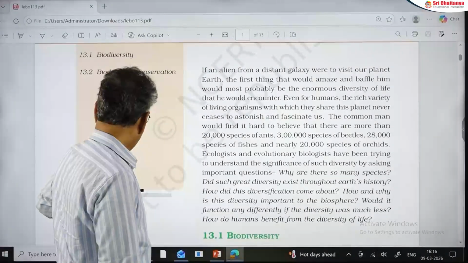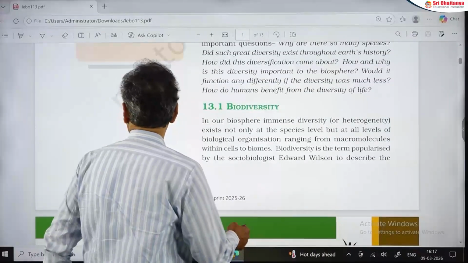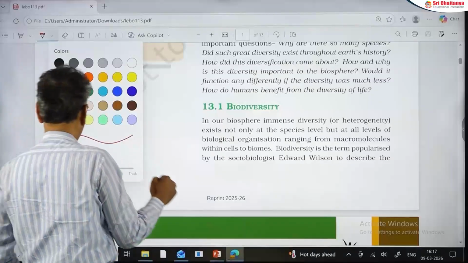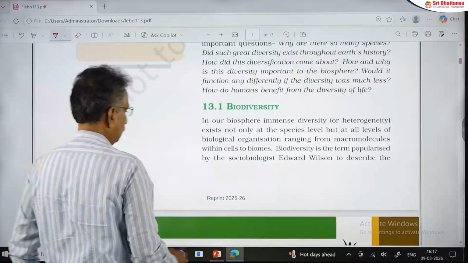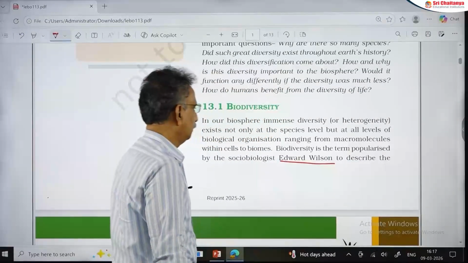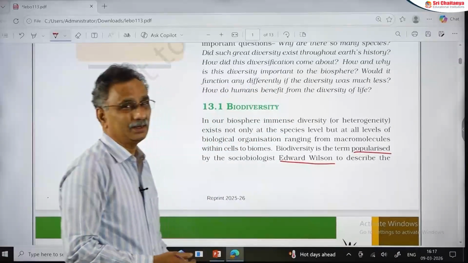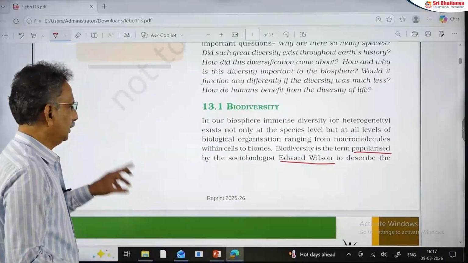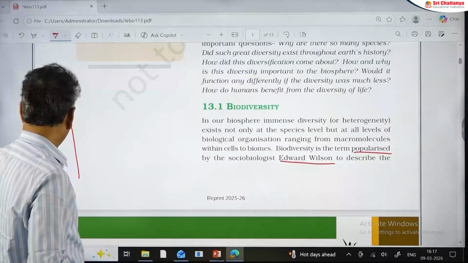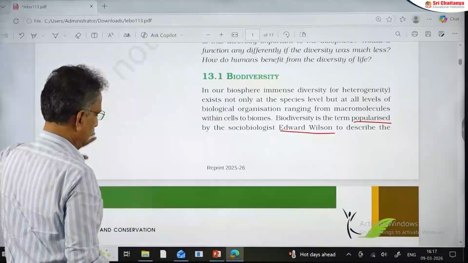Now within this biodiversity, who gave this term is one important area you can cover here. It is the scientist named Edward Wilson. He is the person who popularized, technically speaking he has not coined but popularized, the term biodiversity. So that's one area you can see. Now we are going to the next part.